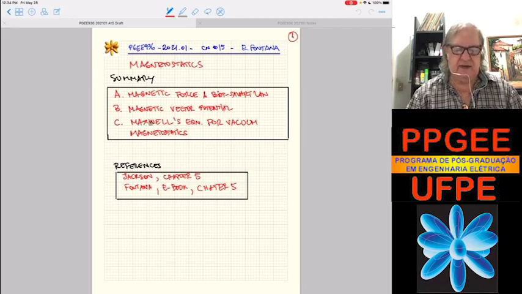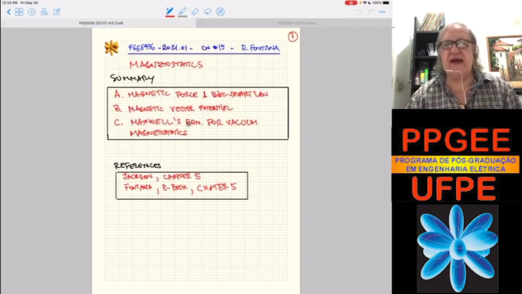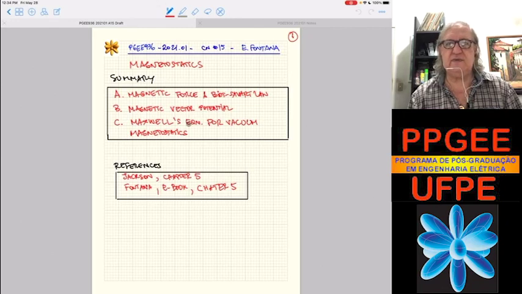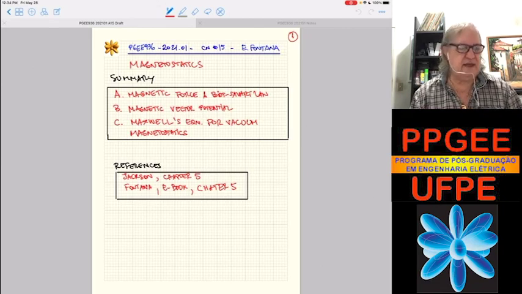And we will today conclude with Maxwell's equations for vacuum magnetostatics. We are still not going to use material media in this formulation. We are going to introduce it in the next lecture. References for this lecture: Jackson chapter 5 and our ebook chapter 5.